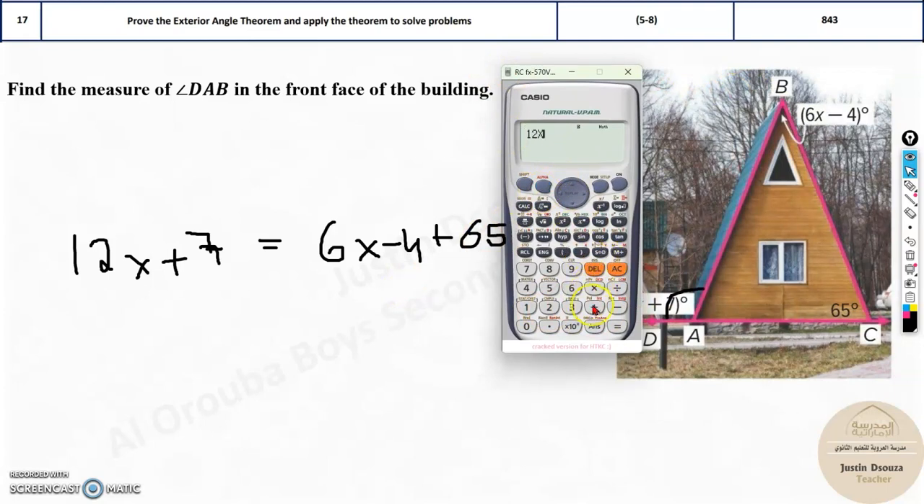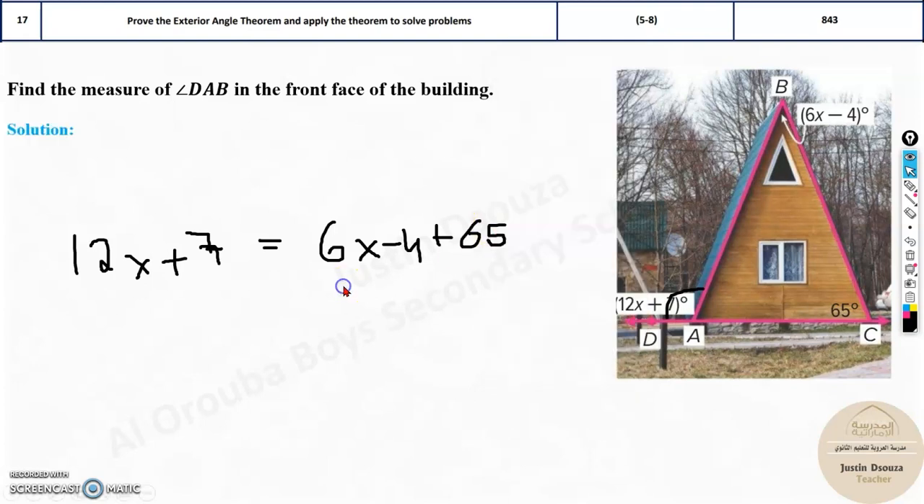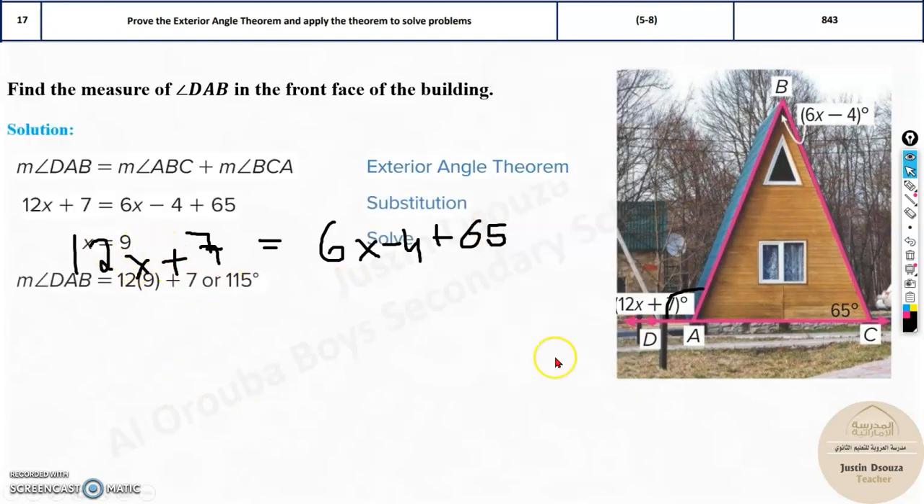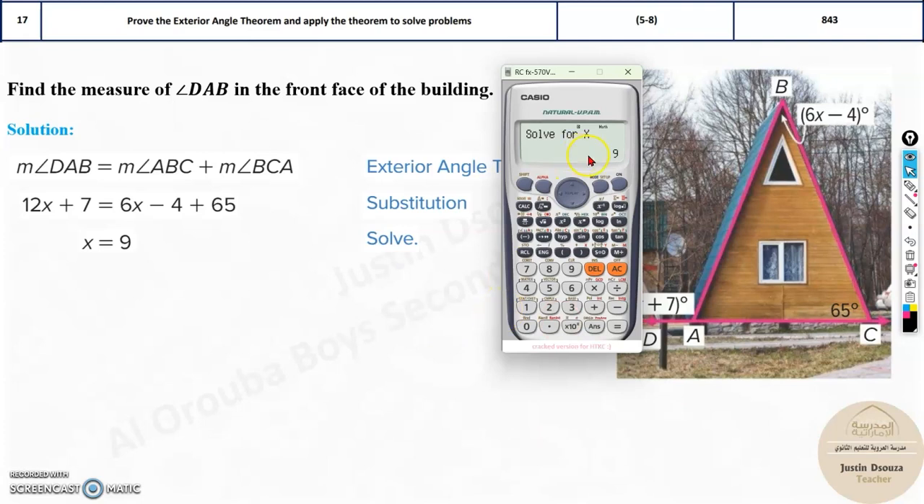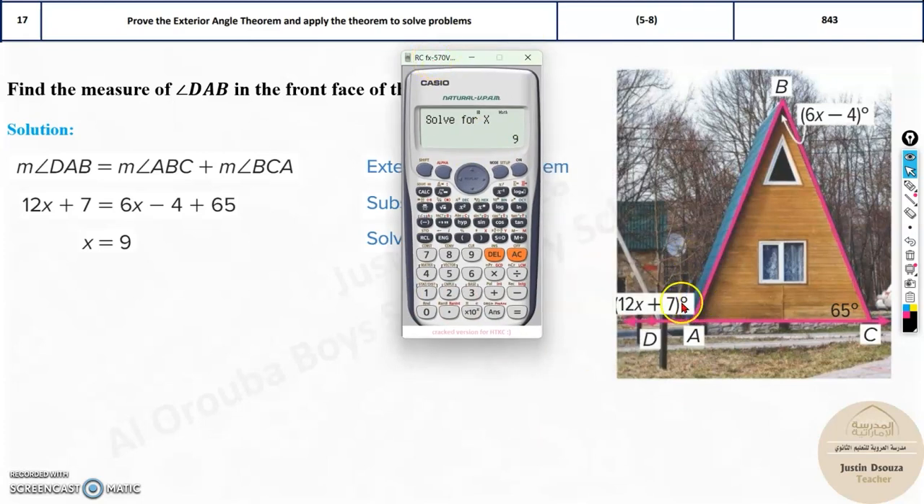So 12x plus 7 equals, see, the exterior angle equals the sum of the opposite interior angles. That is very important. Now 6x minus 4 plus 65. Shift and solve, you'll get the answer to be 9. That's the final answer. That's it. No, oh, sorry. That is the x value. I missed that. That is not the answer. I'm sure this will be there as one of the options. No, that is not the correct answer.